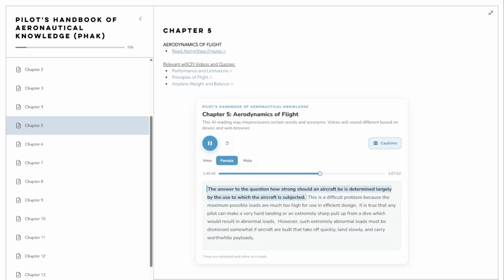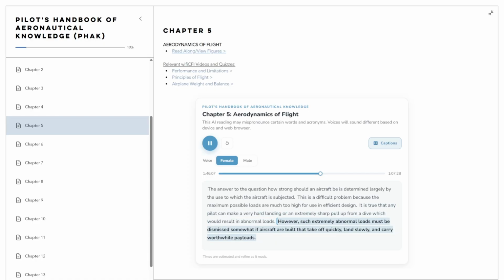The answer to the question, how strong should an aircraft be, is determined largely by the use to which the aircraft is subjected. This is a difficult problem because the maximum possible loads are much too high for use in efficient design. It is true that any pilot can make a very hard landing or an extremely sharp pull-up from a dive which would result in abnormal loads.